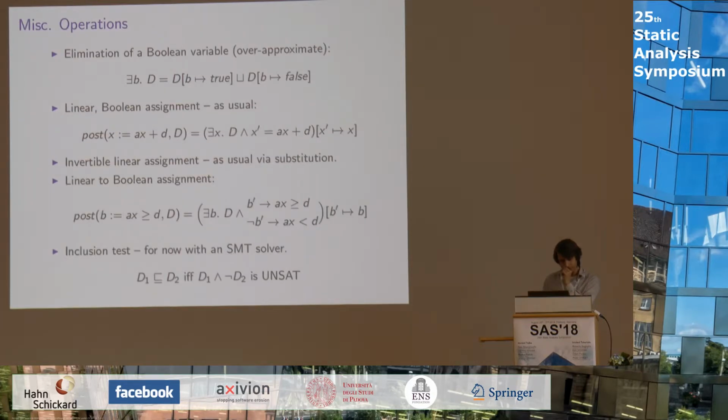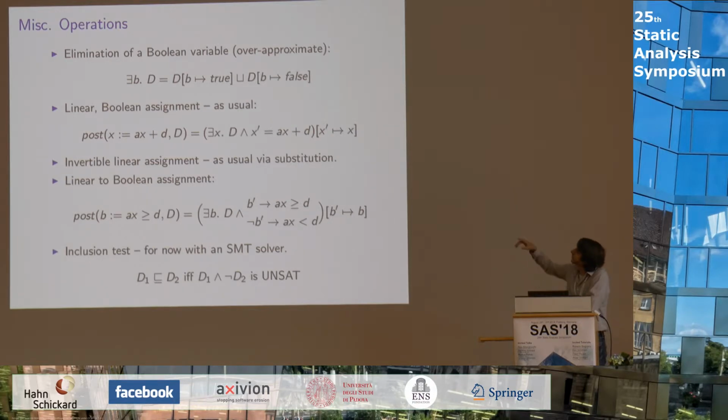Okay, and then if we go to other operations, I think I'm not running ahead of time. Other operations, just briefly: elimination of a Boolean variable is one of the few over-approximate operations. Because you use Booleans to separate polyhedra, when you remove a Boolean variable that would distinguish two polyhedra, you have to take the convex hull. So that's on a high level.